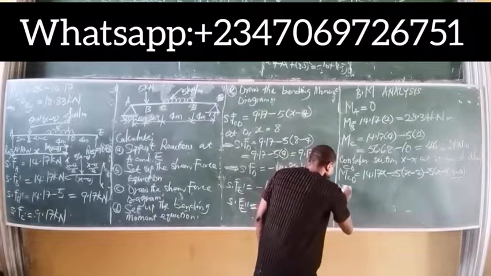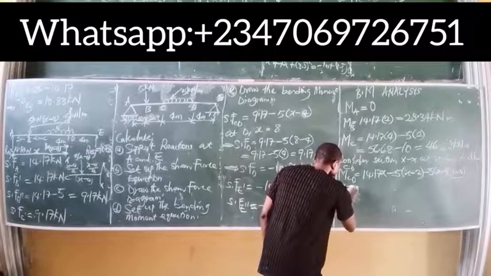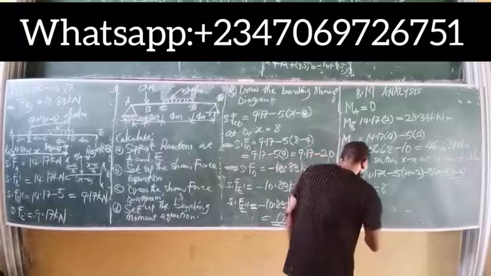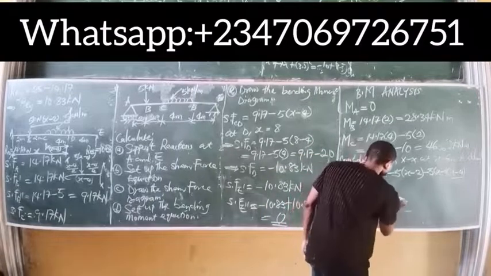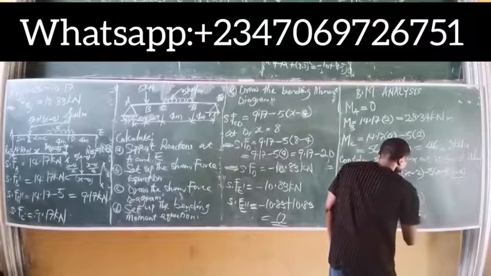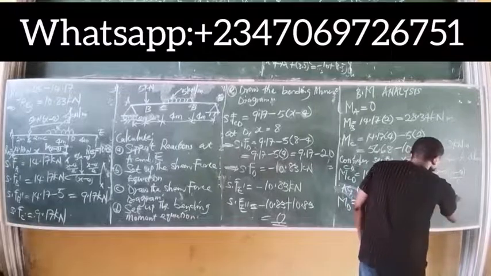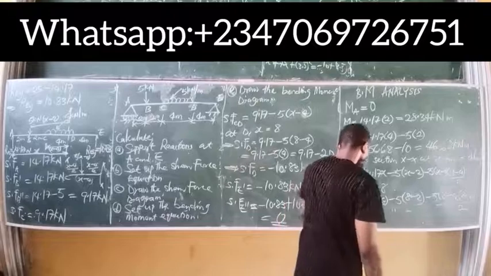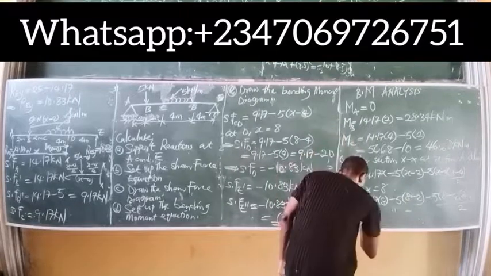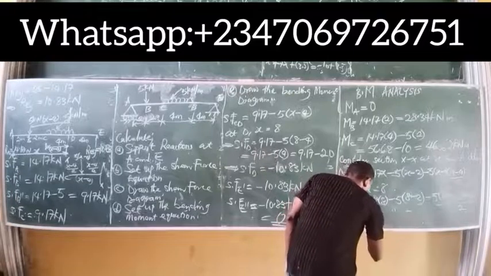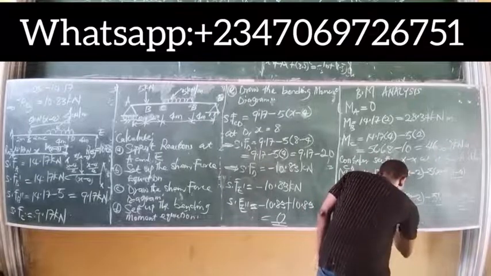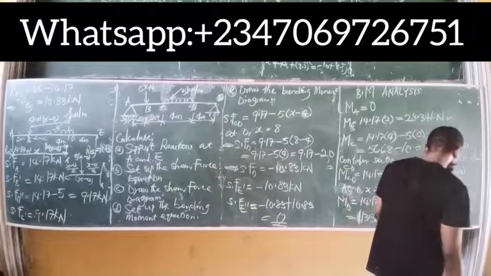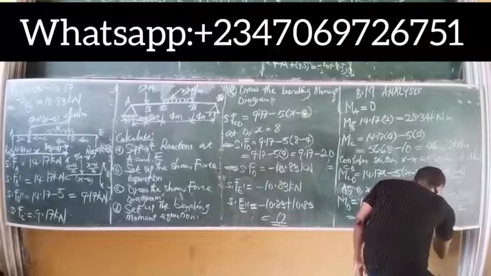So, moment along CD. Okay, so at D, x is equal to 8. So the moment at point D is now equal to 14.17 into 8 minus 5 into 8 minus 2 minus 5 into 8 minus 4 into 8 minus 4 all over 2. And this is equal to 14.17 by 8, which is 113.36, minus 5 into 8 minus 2, which is 6, minus 5 into 8 minus 4, which is 4, into 4 again, all over 2.